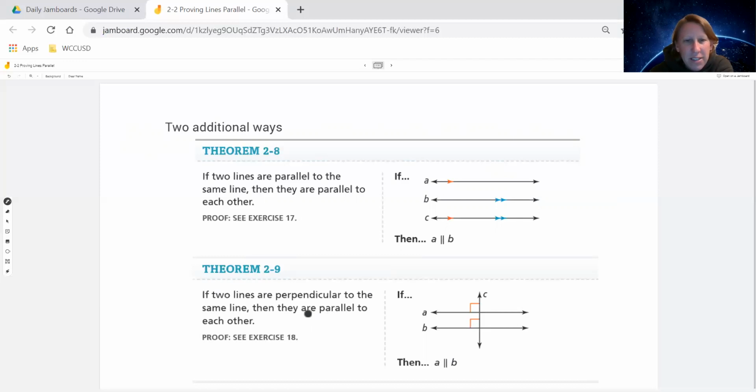Okay, and then this one says if 2 lines, A and B, are perpendicular to the same line. So line A is perpendicular to line C, and line B is perpendicular to line C. If that's the case, then you're allowed to say that lines A and B are parallel.